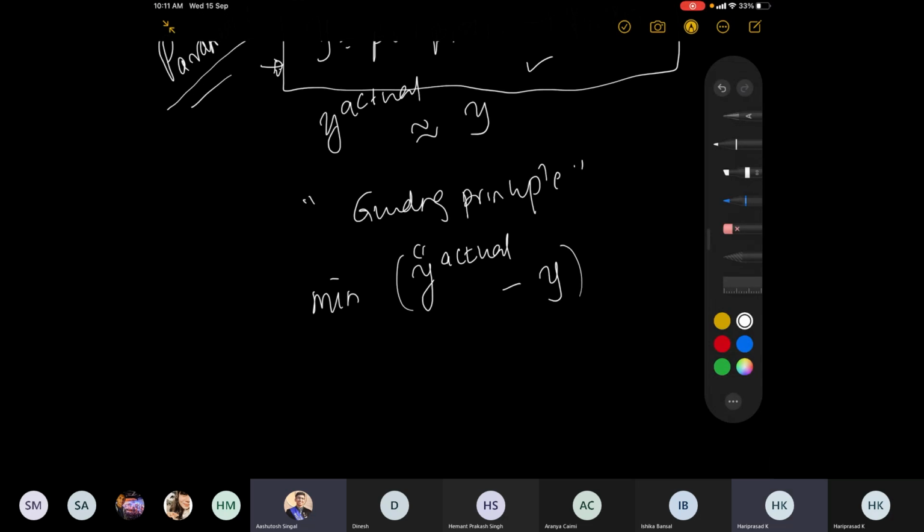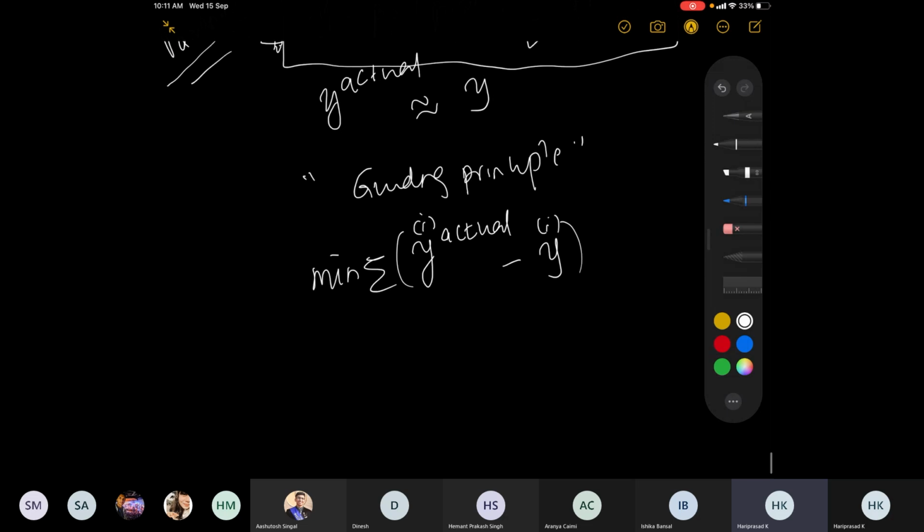So you can do a summation of all the errors. How do you do it? You put a sigma over here. Okay, so now what is the problem with such a formulation? So this is basically the error. So let's say you have the error.